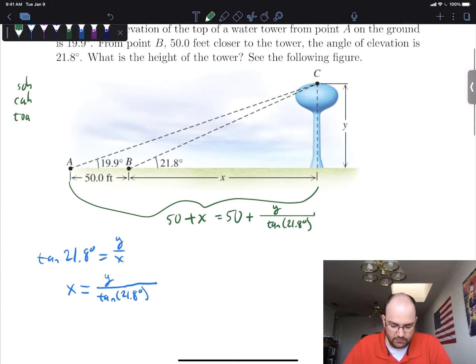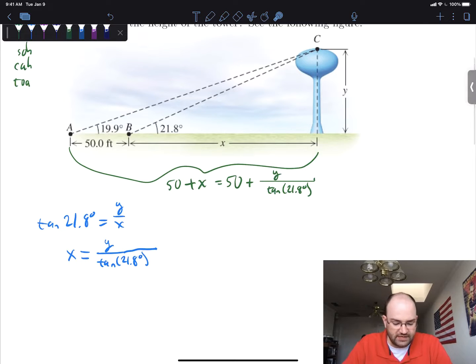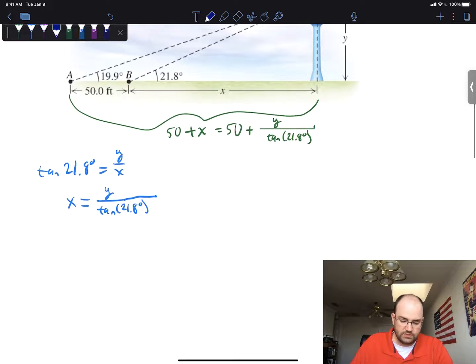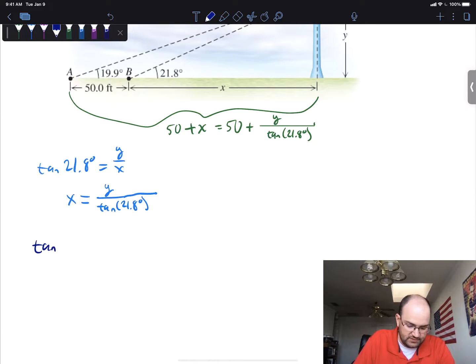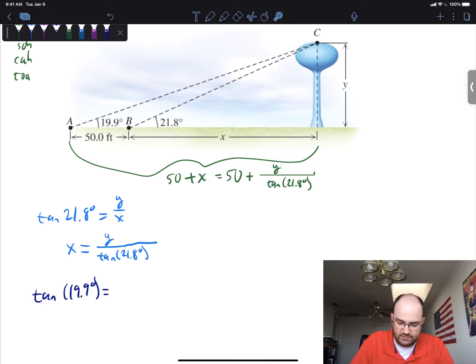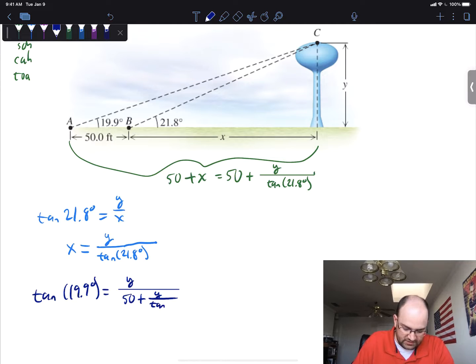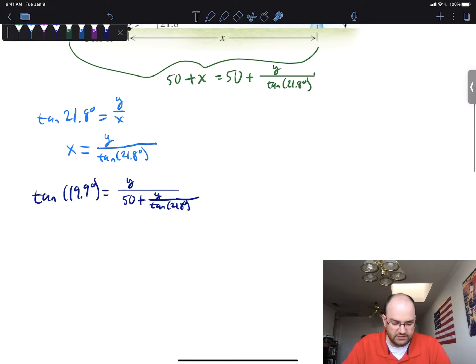Good. Now notice something. Notice that I can now use this triangle and the tangent of that triangle using the 19.9 degrees and get a different expression. So let's do that. So we have the tangent of 19.9 degrees is equal to the opposite y over this entire thing. So y all over the entire thing of 50 plus y over tangent of 21.8 degrees. Good. And look at this equation now.